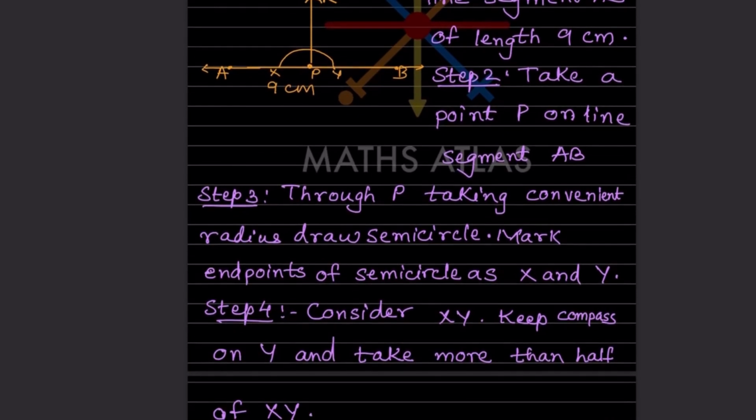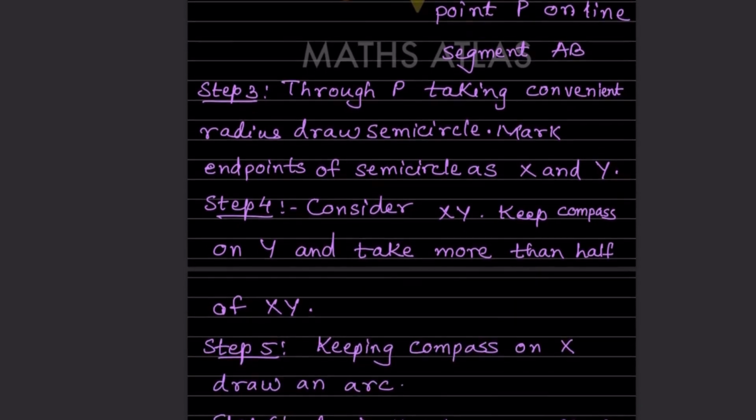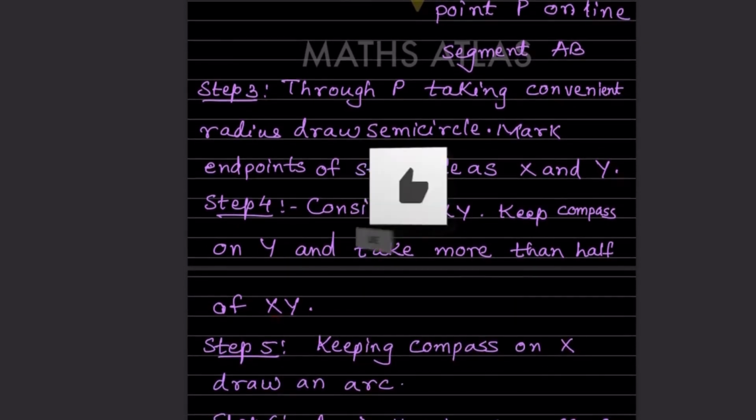So the next step says consider XY, then you will keep the compass on Y and take more than half. See, this more than half means this is the distance. So half is here. So you will keep the compass over here and you will take more than half somewhere here. From here you will take more than half on the compass, take more than half of XY, and keeping the compass on X, draw an arc.